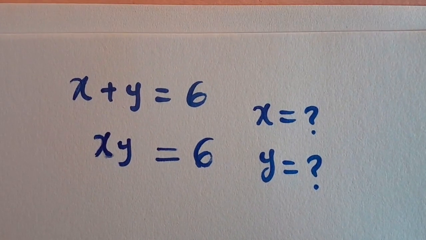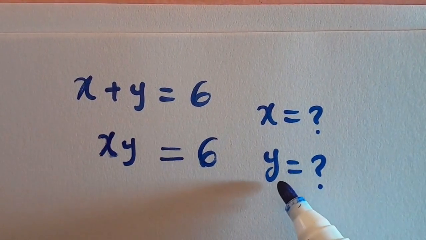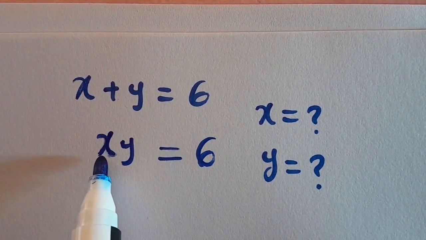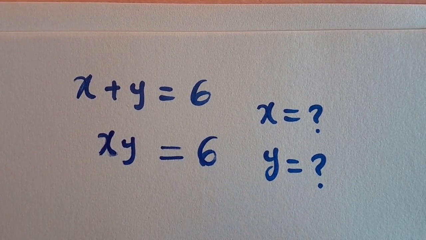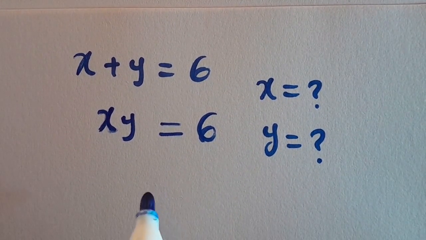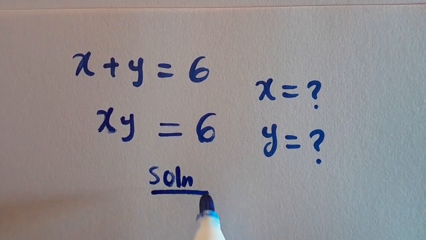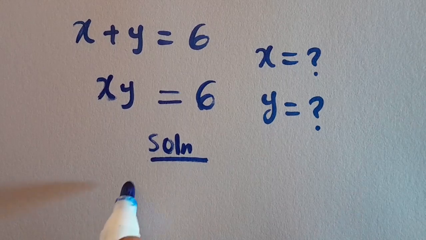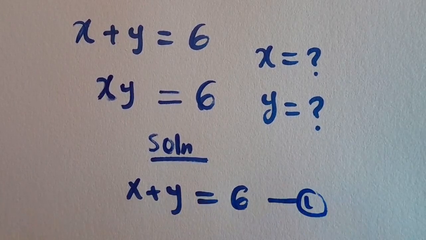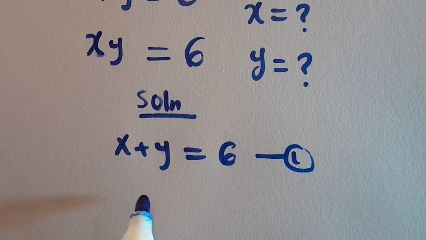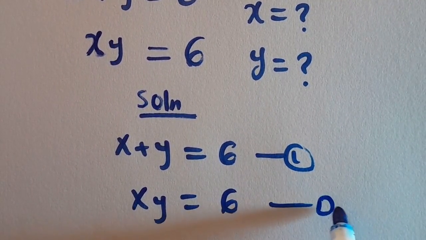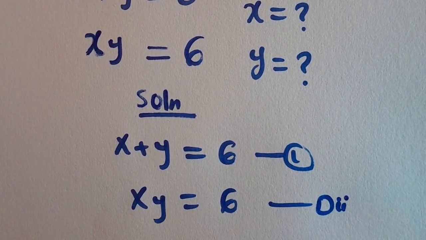Today we want to find the value of x and y, given that x plus y equals 6, then x multiplied by y equals 6. So guys, let's have the solution. Now from here, we have x plus y equal to 6. We have this as equation 1. Then we have xy equal to 6. We have it as equation 2.